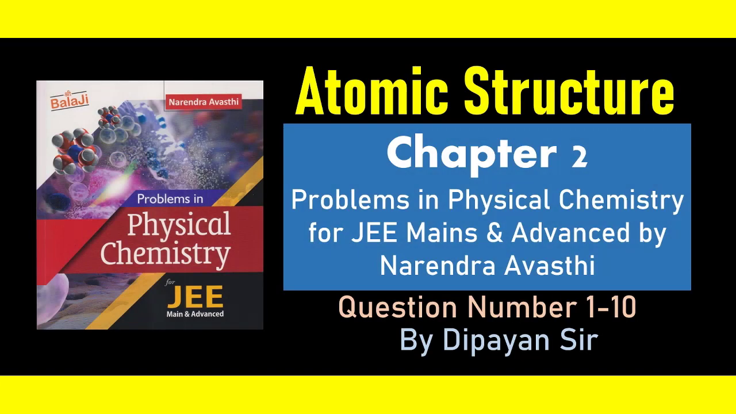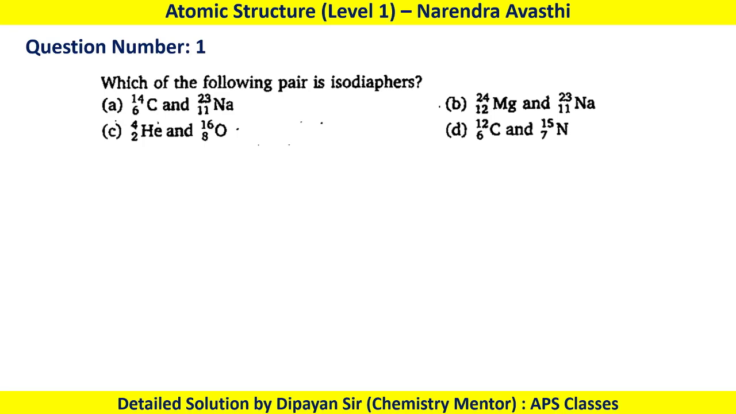Hello students, in this video we are going to discuss questions 1 to 10 from atomic structure from Problems in Physical Chemistry for JEE Mains and Advanced by Narendra Awasthi book. In question number 1, which of the following pairs is isodiapher?